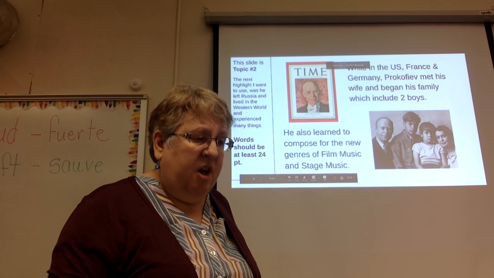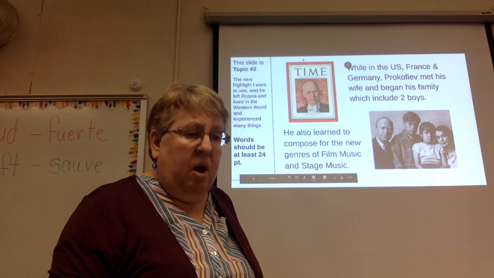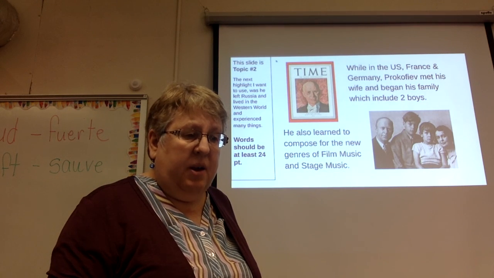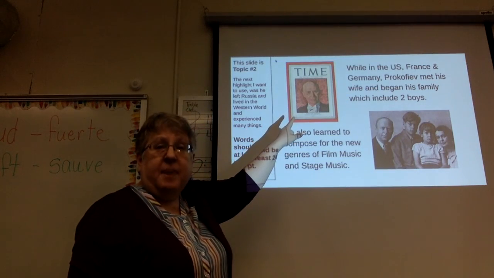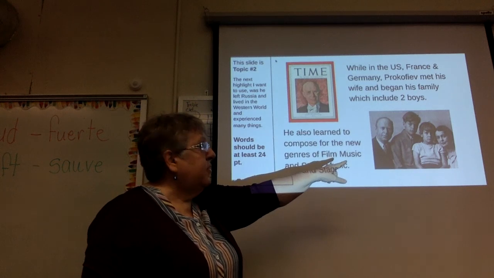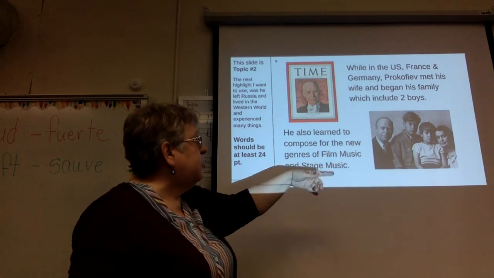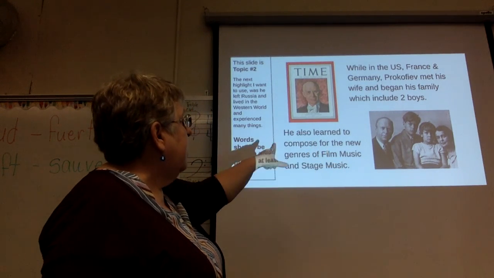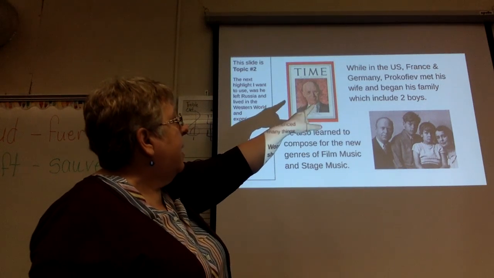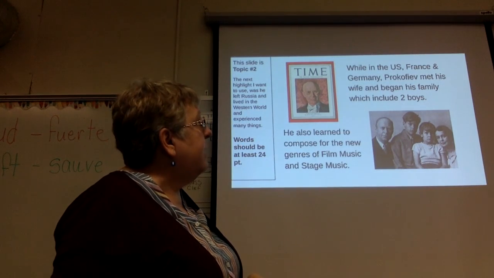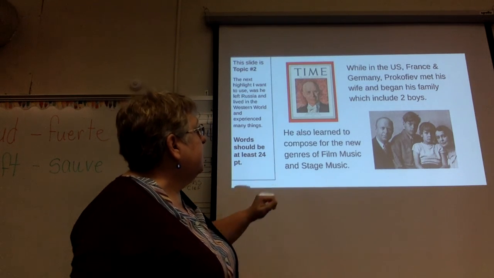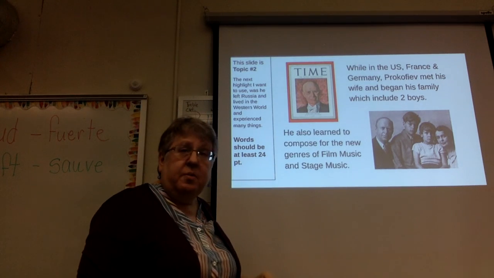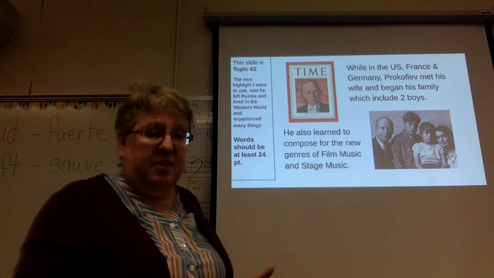My next slide talks about when he left Russia and what he did. You can see here he's on the cover of the very famous magazine Time. Here's his family. I don't have to say that he has 2 children and that he was married, but I'm talking about when he lived in the U.S., France, and Germany. Prokofiev met his wife and began his family. He also learned to compose for new genres of music, film music, and stage music.